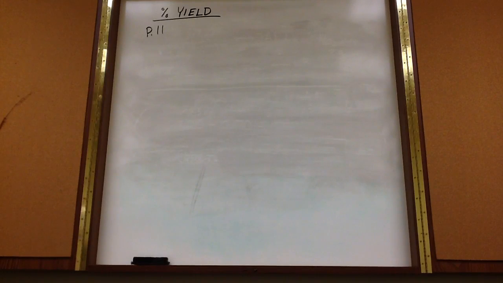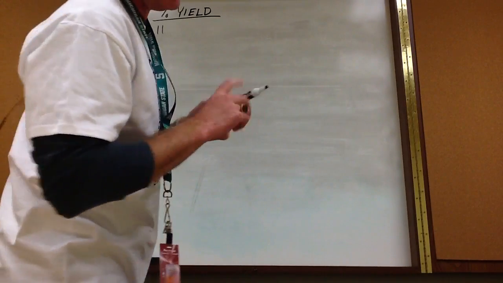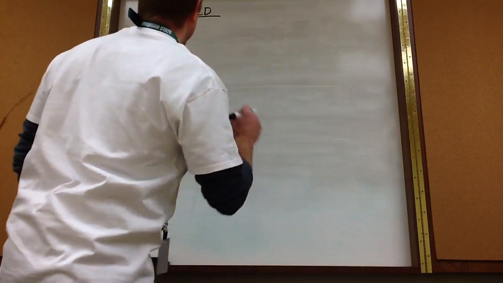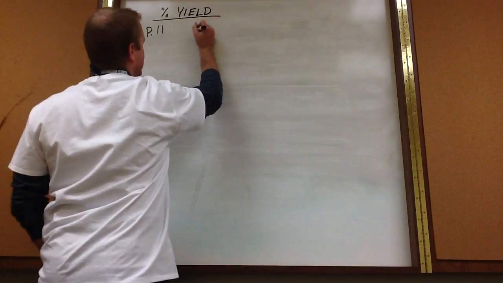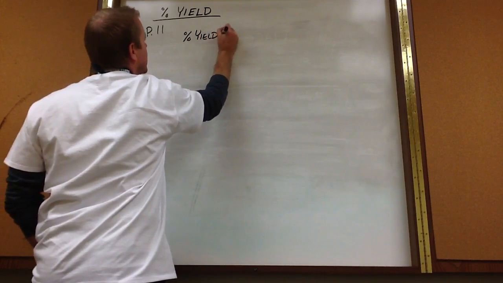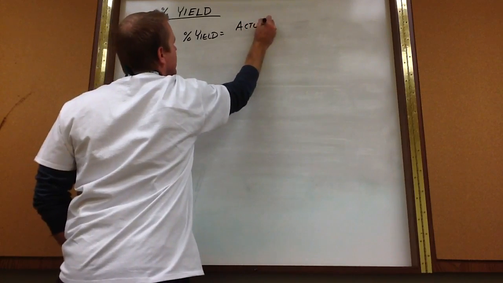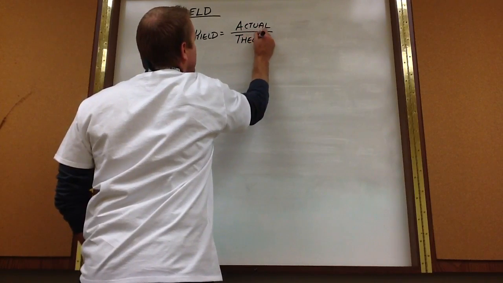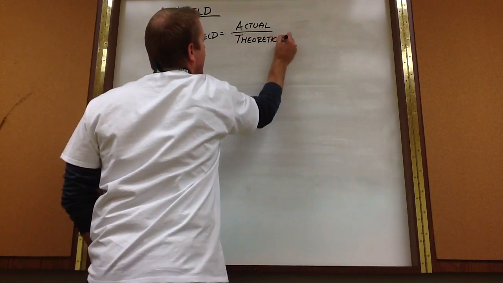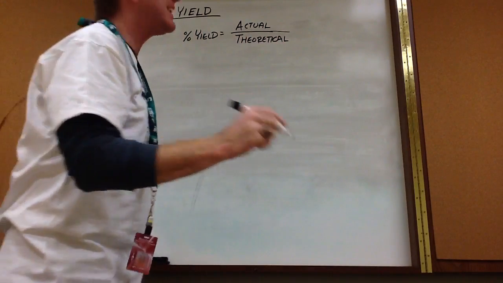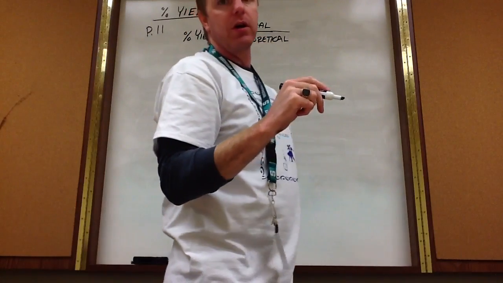All right, let's talk about percent yield on page 11. I've already given you, in the stoichiometry page 8 number 5 question, the equation for percent yield, but let's remind ourselves of it. Percent yield equals the actual yield, meaning whatever you get in the lab, over the theoretical yield. This is like the perfect yield. If you did a perfect experiment, it's what we calculate when we do a stoichiometry problem.